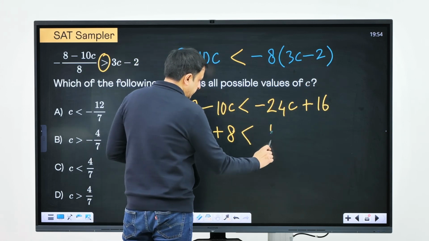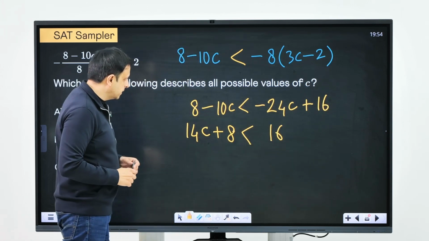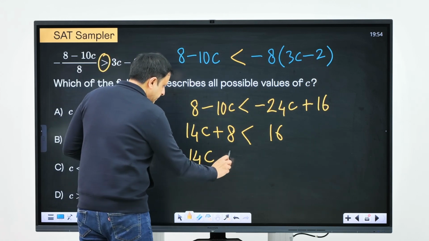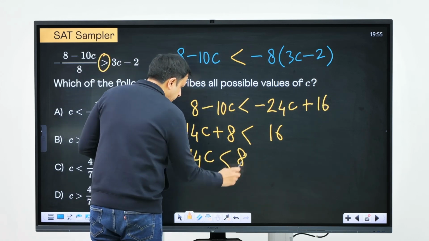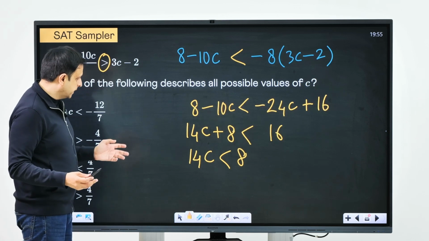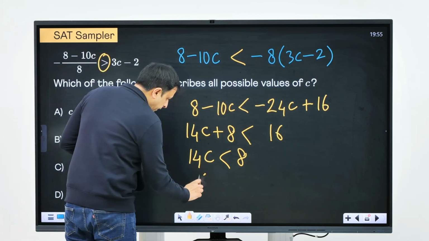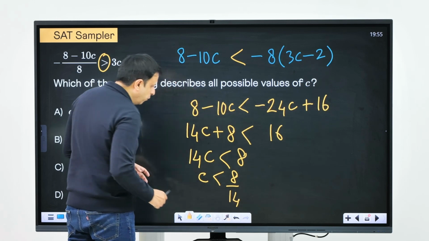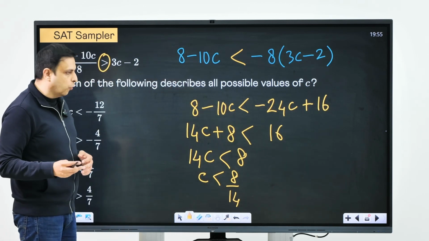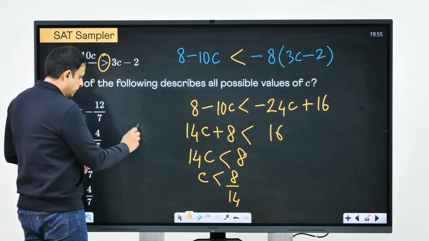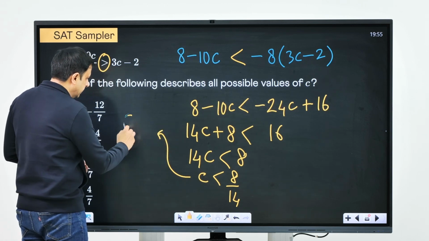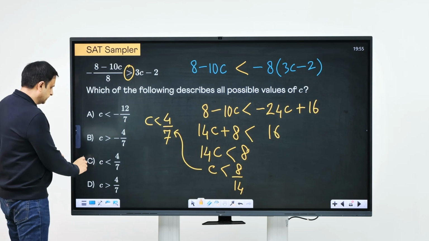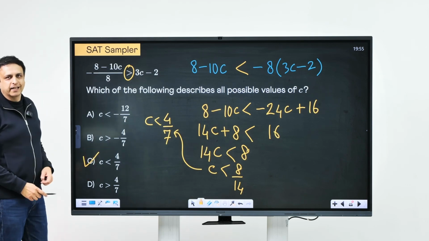less than 16. And now let's get rid of this 8 by subtracting 8 on both sides. So I get 14c less than 16 minus 8 is 8. Okay, and now I can divide both sides by 14, and that will give me c less than 8 over 14, and 8 over 14 can be reduced to 4 over 7. So I can write this as c less than 4 over 7, which is option C. So option C is the correct answer.